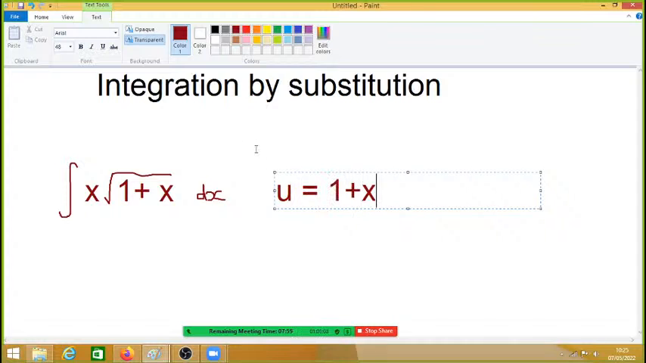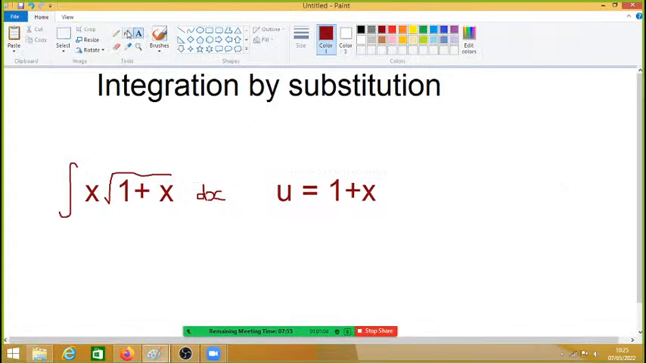Okay, so there's a substitution for you to make it easier, but you have to remember all those steps that you did before and try and integrate x times the square root of 1 plus x dx. Okay, take a few minutes to go through that.